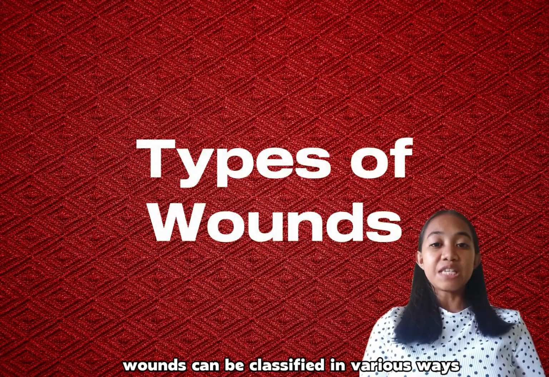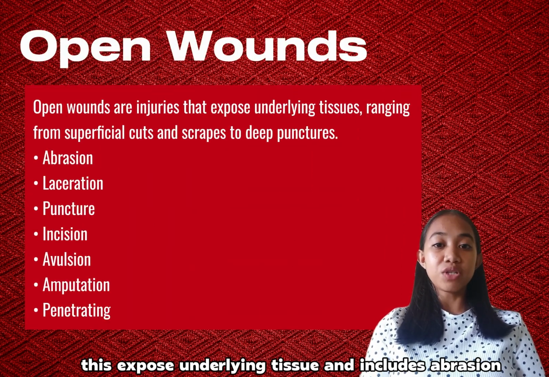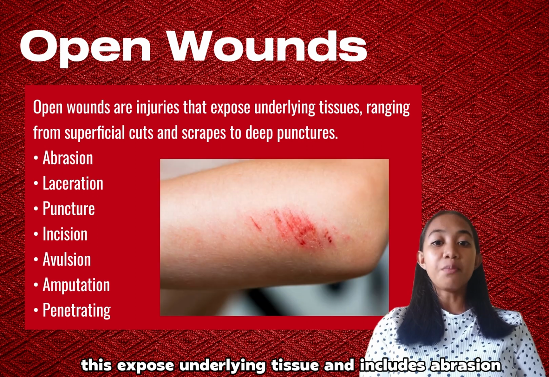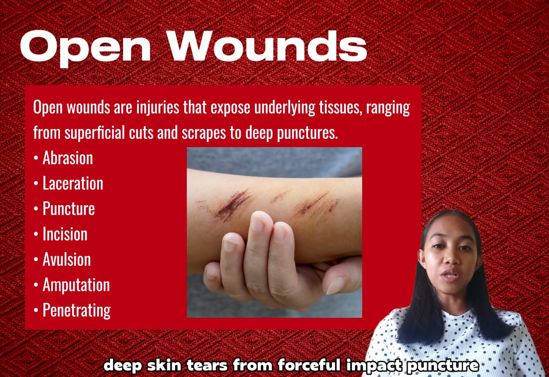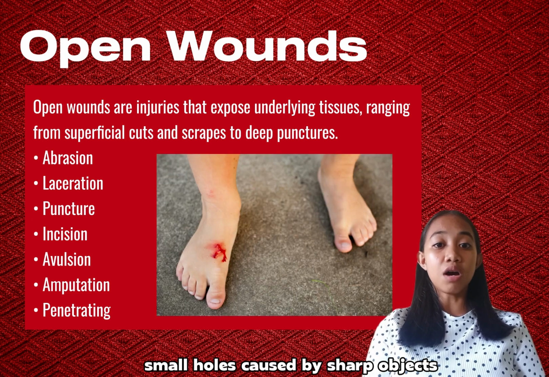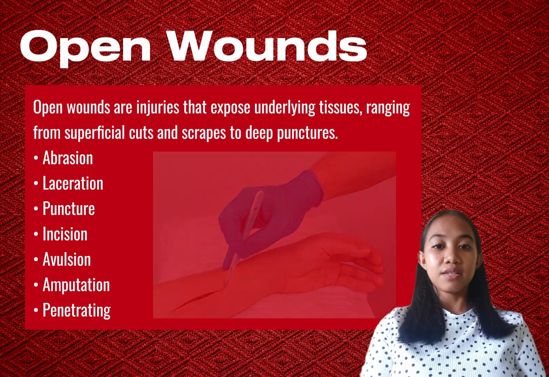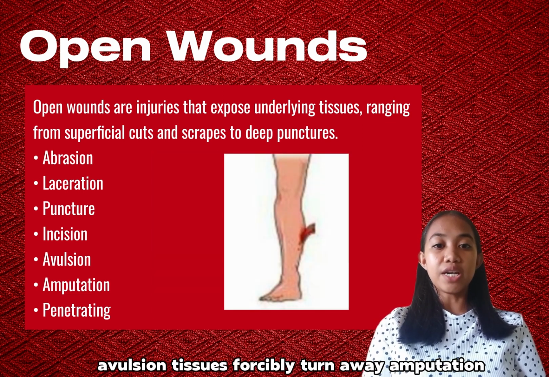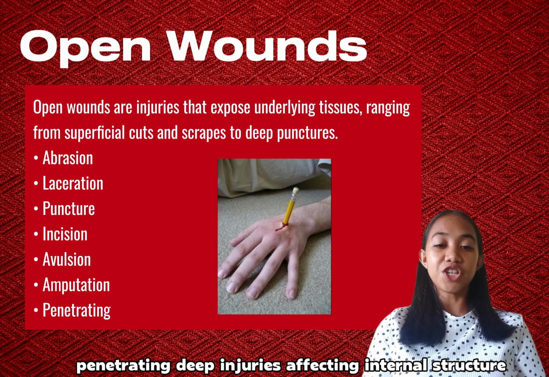Wounds can be classified in various ways based on their characteristics. First, open wounds. This exposes underlying tissue and includes abrasion, superficial skin scrapes; laceration, deep skin tears from forceful impact; puncture, small holes caused by sharp objects; incision, clean cuts made by sharp instruments; avulsion, tissues forcibly torn away; amputation, removal of limbs; penetrating, deep injuries affecting internal structures.